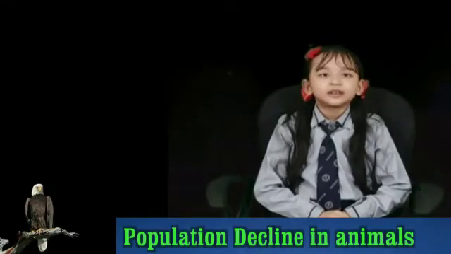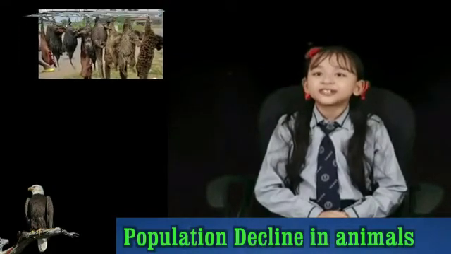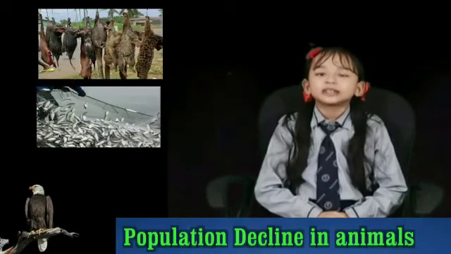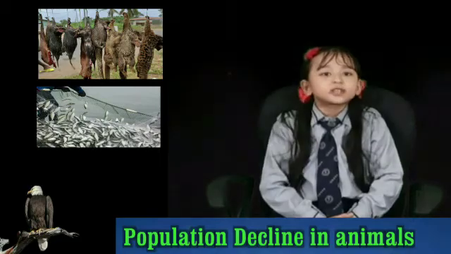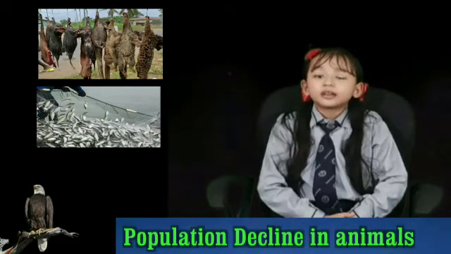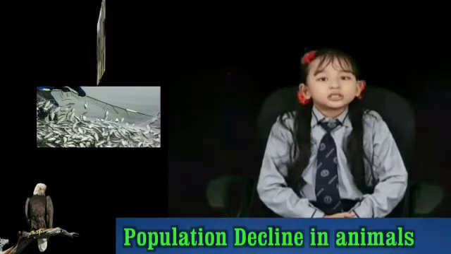Number 4, population decline in animals. Overhunting and overfishing destroy the balance in the ecosystem. It decreases the population of some particular animals and affects the ecosystem.